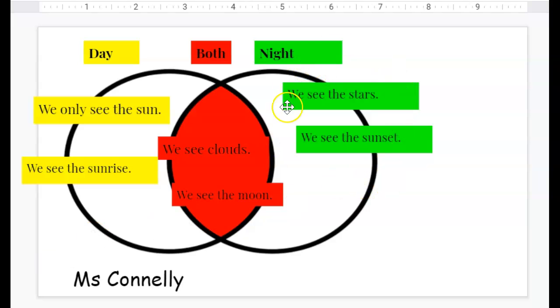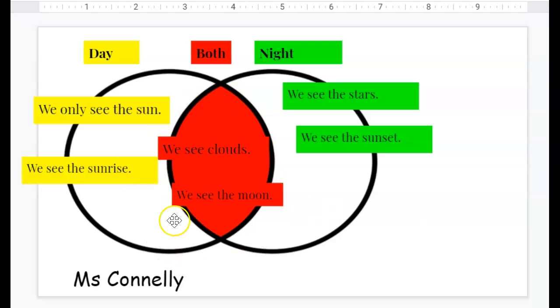At night, we only can see stars. You do not see stars during the day because we said that the sun is so bright, we cannot see the stars. At night, we see the sun set. And again, that is a sign that it is becoming nighttime. Your parents might say to you, come home when the sun starts to go down, which is the sunset, because that's when it starts to get dark.